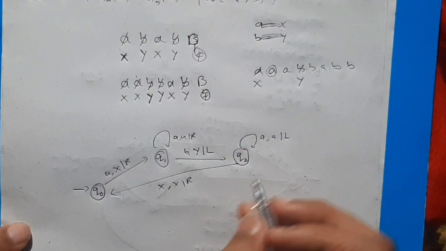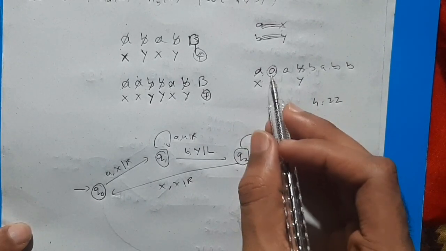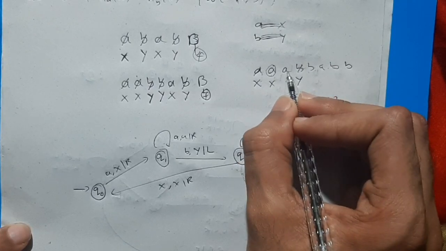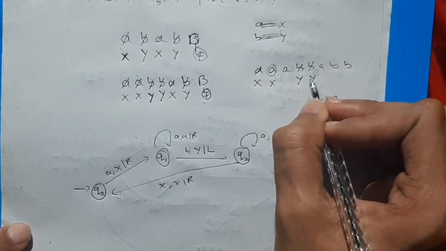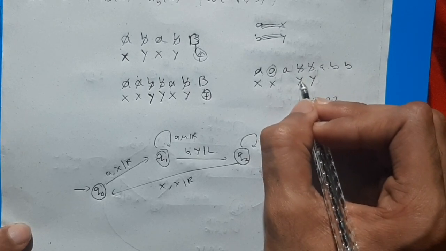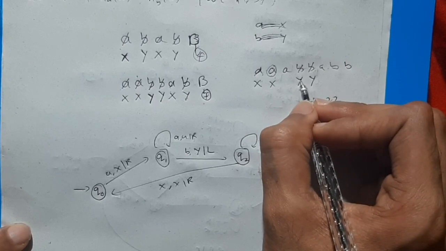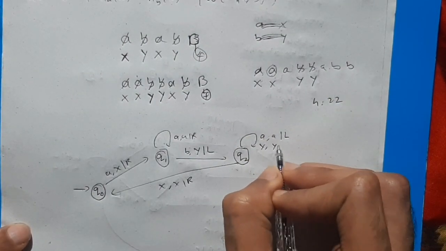So a is here. This will be replaced with x, and I'll be searching for b, b will be replaced with y, and again I'll come back here. While coming back, you can observe here I am encountering y, right? So this y also has to be ignored. So I have a transition here for y also, which is to be ignored.